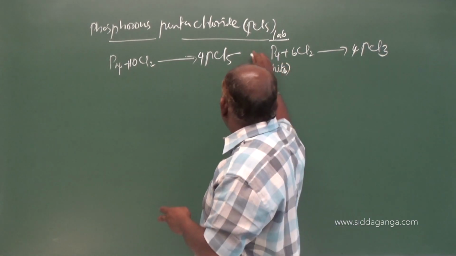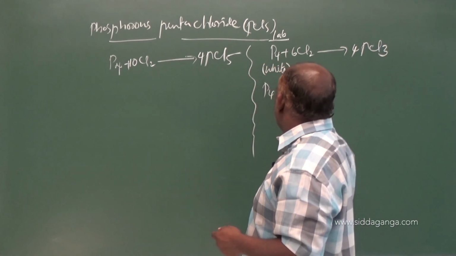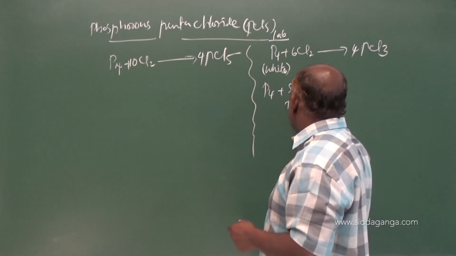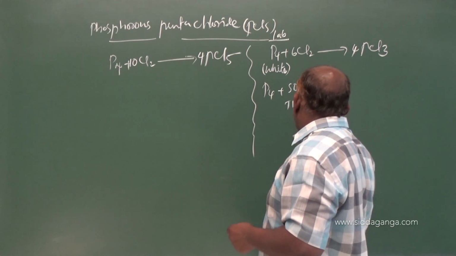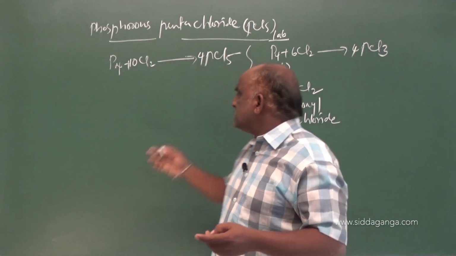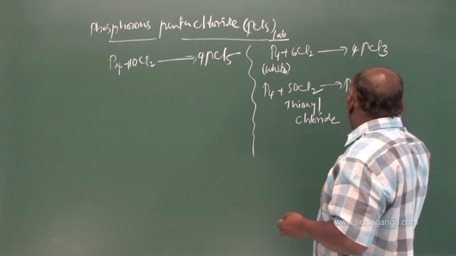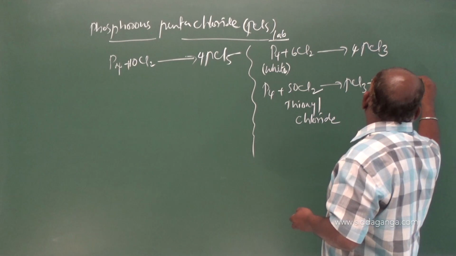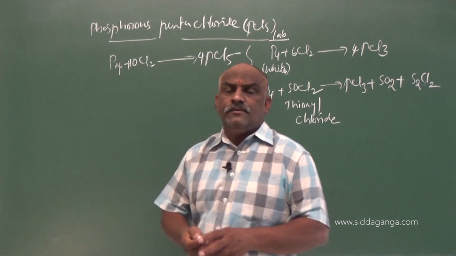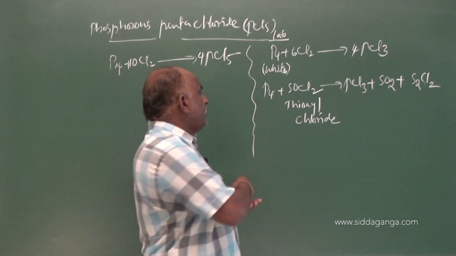Why are we discussing this? Because some correlation will be there. Suppose we consider P4 plus SOCl2. SOCl2, all of you know about this, is called thionyl chloride. What happens when phosphorus is treated with thionyl chloride? The answer is phosphorus trichloride plus SO2 plus S2Cl2. S2Cl2 is called sulfur monochloride.